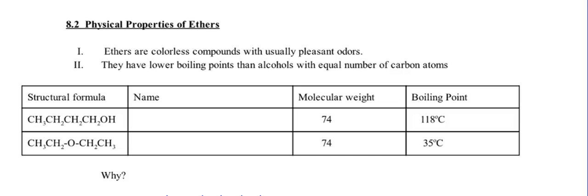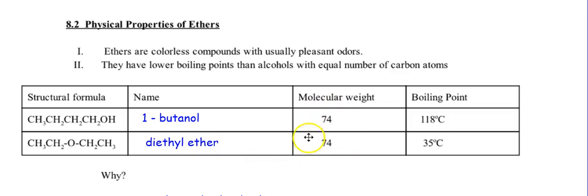So, what is this first one? It looks like it has 4 carbons and an OH. So, you can name it 1-butanol. What about this other one? You should know how to name it. We just did this. It is, ready, diethyl ether.